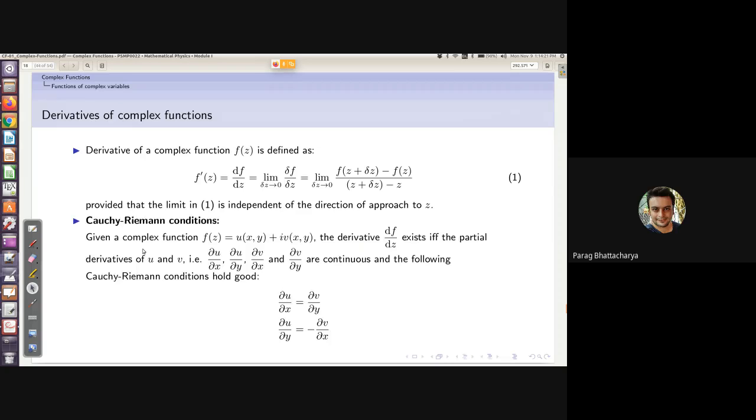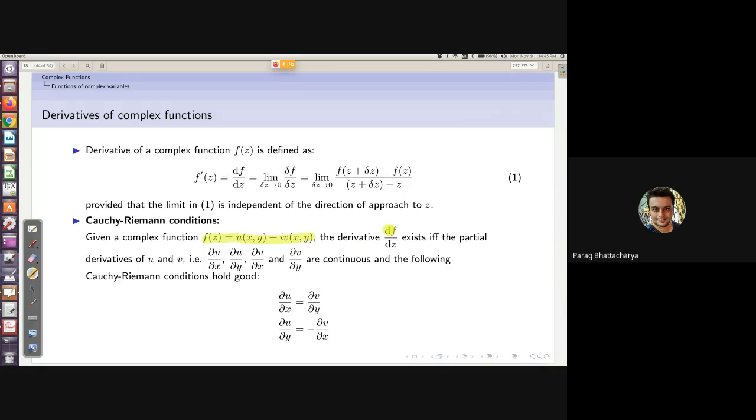All right. So now we come to an important set of conditions, which is known as the Cauchy-Riemann conditions. Cauchy-Riemann conditions are very important because we use them to determine whether a complex function is analytic or not. So suppose I have a complex function f of z, which is equal to u plus iv.